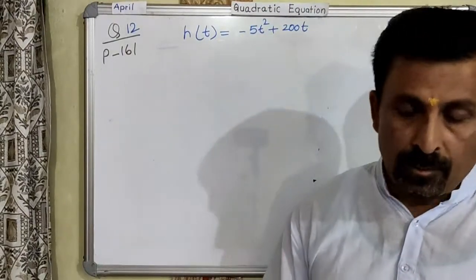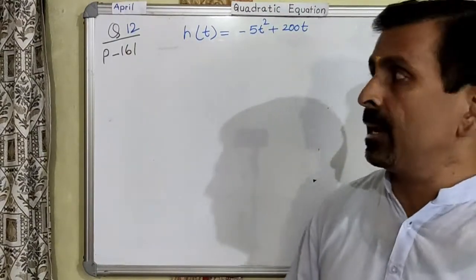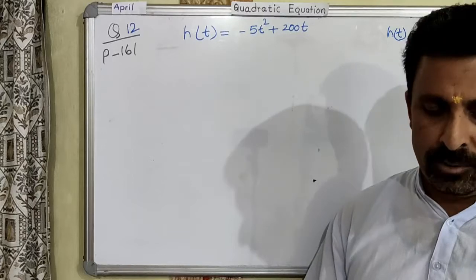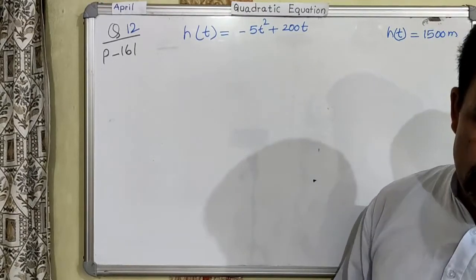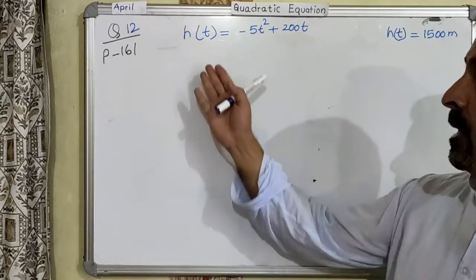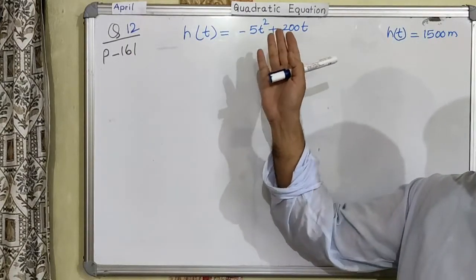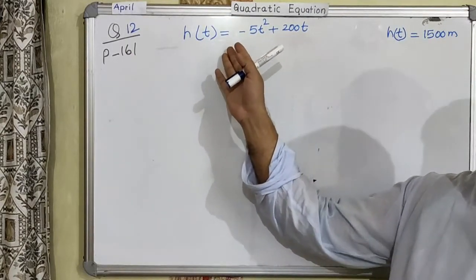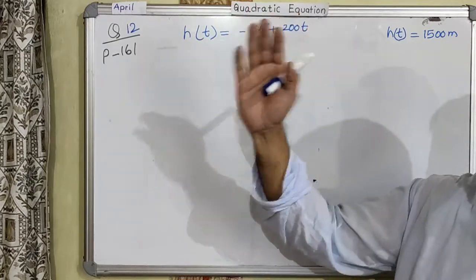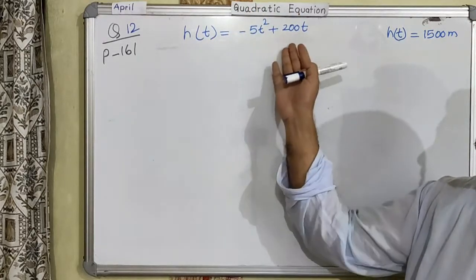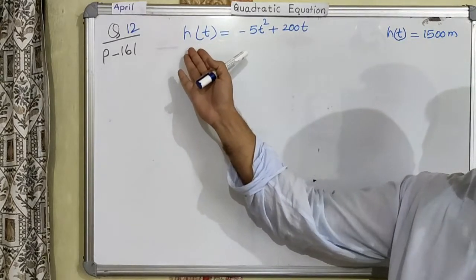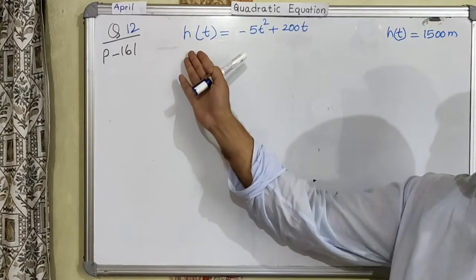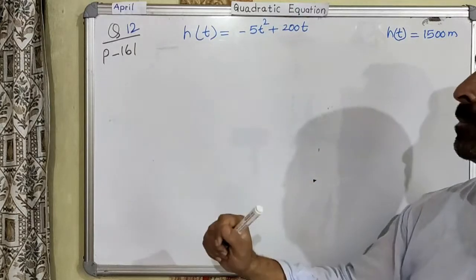Right. Now finally we are in the last question of quadratic equation. This is the final question, right? In this question we are given a function, right? This function gives you the height of a rocket at a particular time. This function gives us the height of a rocket at a particular time, right?